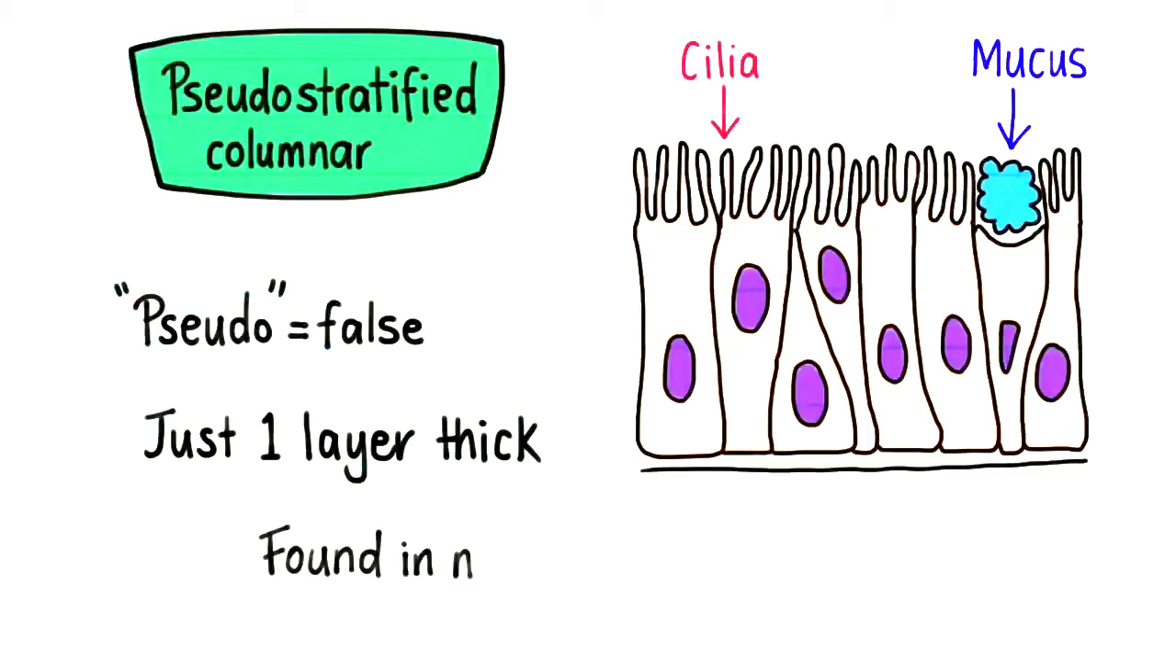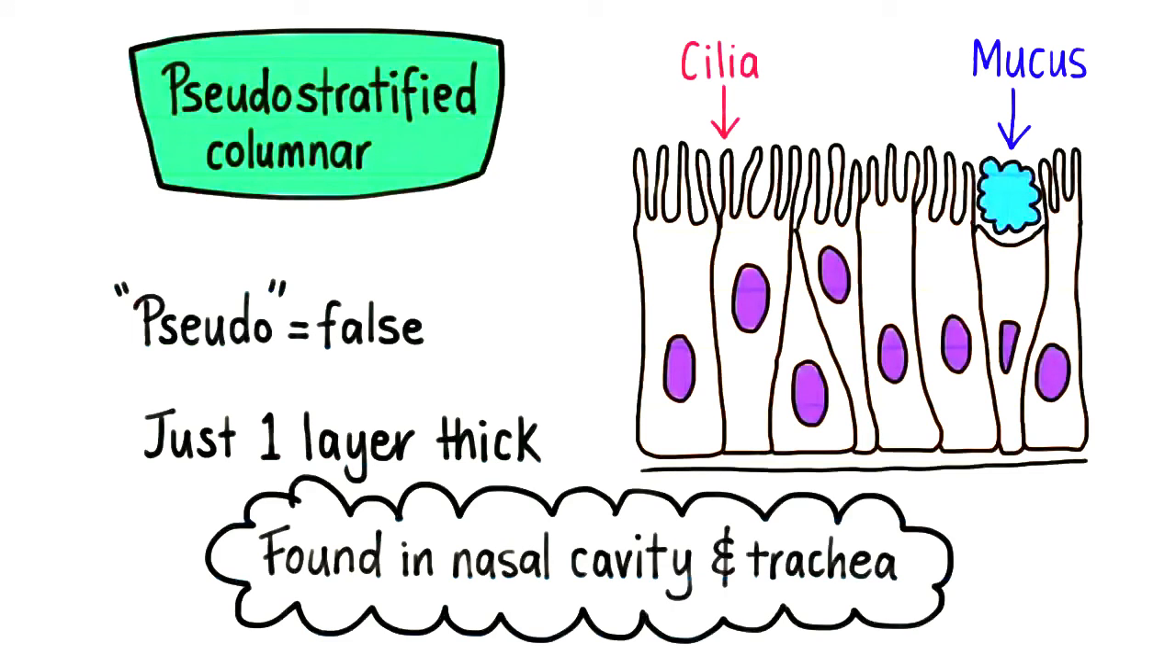It's found in the nasal cavity and trachea. The mucus traps dust in the air, preventing it from getting to your lungs, and cilia move the dust and mucus towards your throat, where it's swallowed.